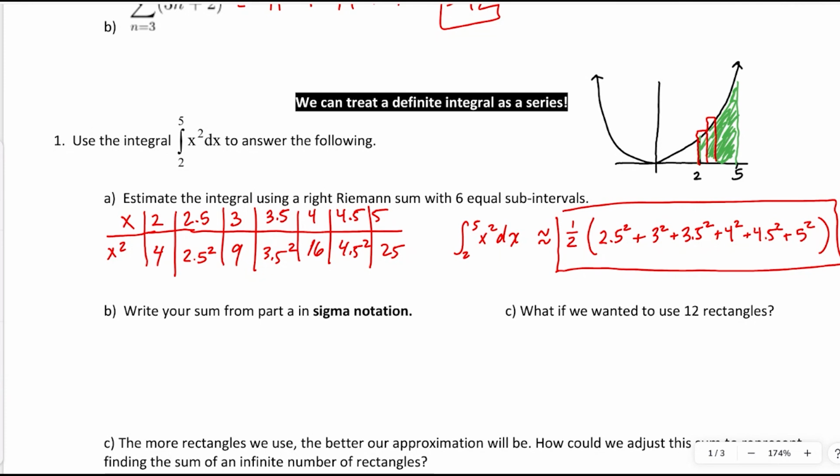Exactly. The reason we don't have the 2 squared on there is because we're using a right Riemann sum, so that first rectangle's height is based on this number. If we were using a left Riemann sum, we would include it, but we would lose out on the 5 squared, the 25.